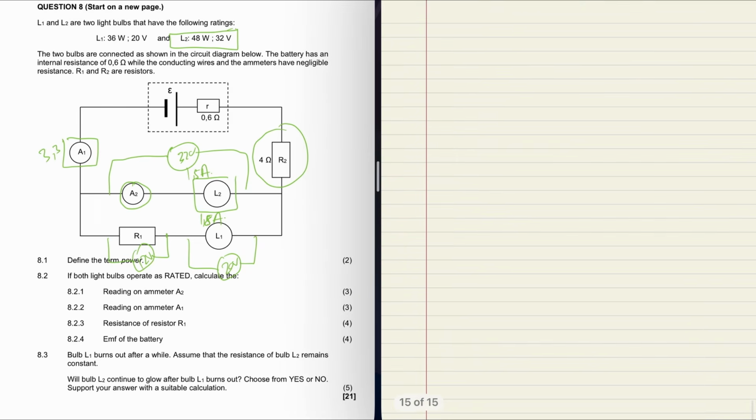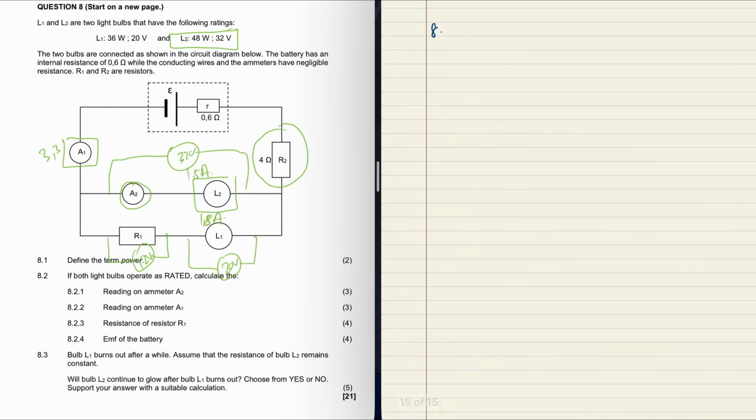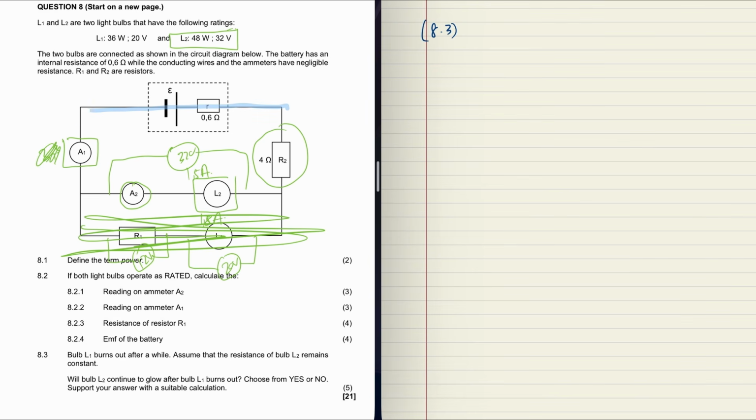Now, taking a look at question 8.3, it says bulb L1 burns out. Assume the resistance of L2 remains constant. So L1 burns out, so this means that this whole branch is gone. That current will obviously change, but that whole branch is gone. So this is my new circuit.